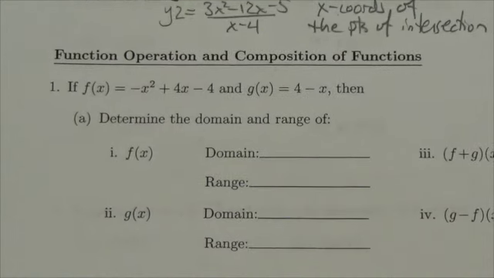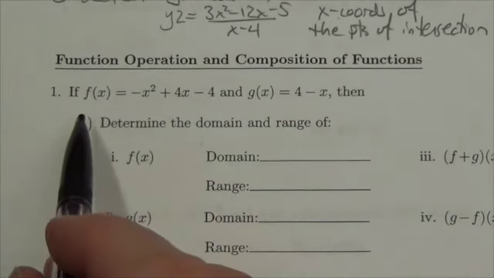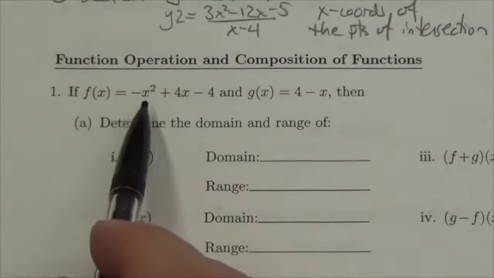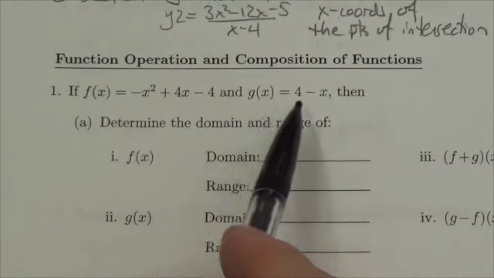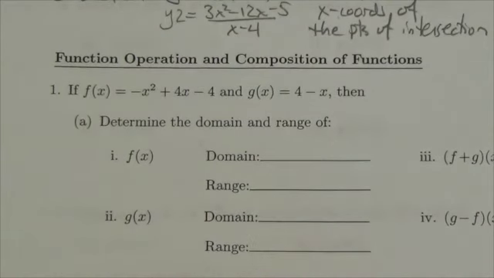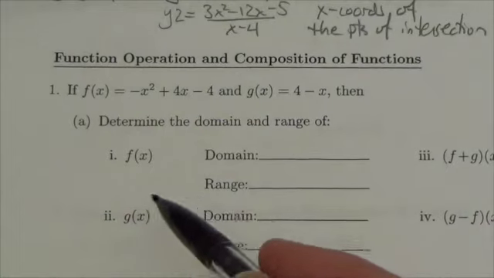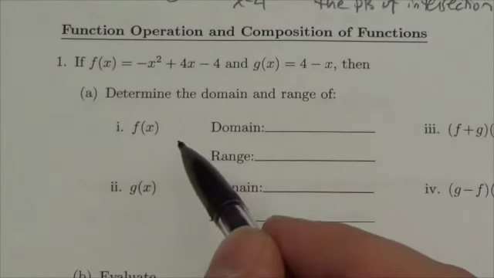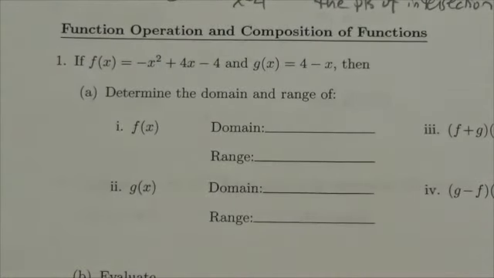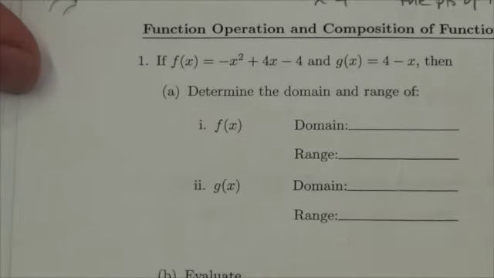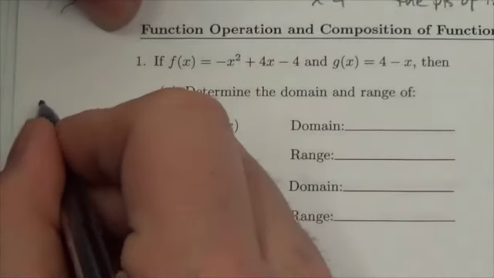Hi everyone, this is the Math 30-1 Functions Review, and this is question number 1 from the Composition of Functions section. It says, if f of x is equal to negative x squared plus 4x minus 4, and g of x is equal to 4 minus x, then we're going to determine the domain and range of the different pieces here. The first things that we're supposed to do is take a look at the domain and range of the individual functions. Let's take a look at f of x first of all.